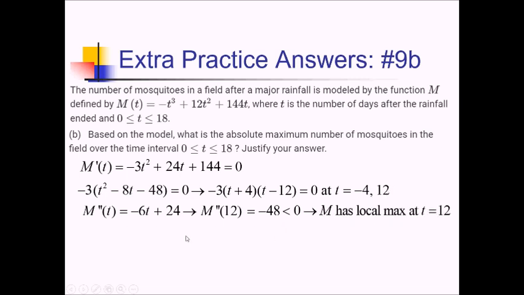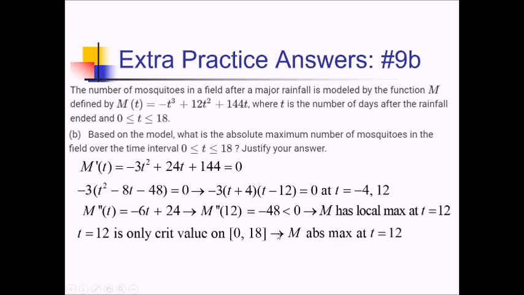Now, since there's only one critical value, since 12 is the only critical value on this whole interval, that means it also is the absolute max at time 12. Because if you think about it, the fact that it's the only critical value means that until you get to 12, since it's the local max, you're increasing. And then you're decreasing after time 12. So time 12 must be where your absolute max is. All right, so they actually wanted to know the maximum number of mosquitoes.